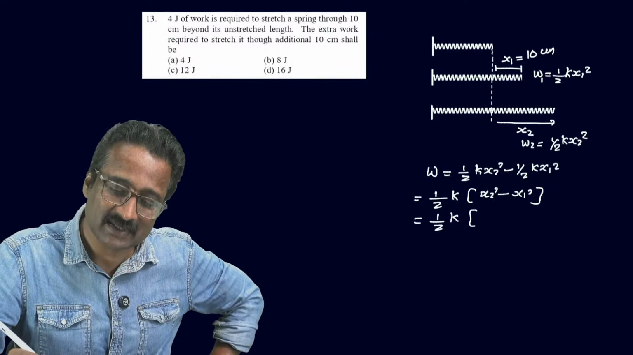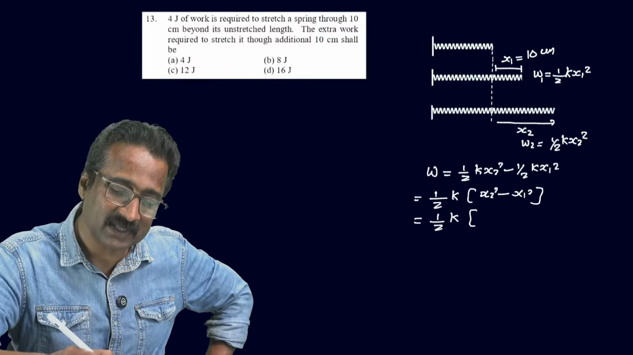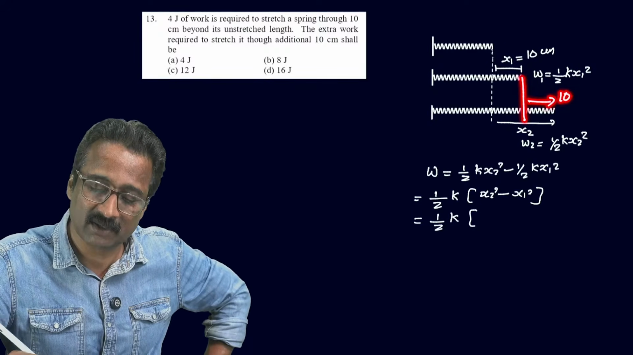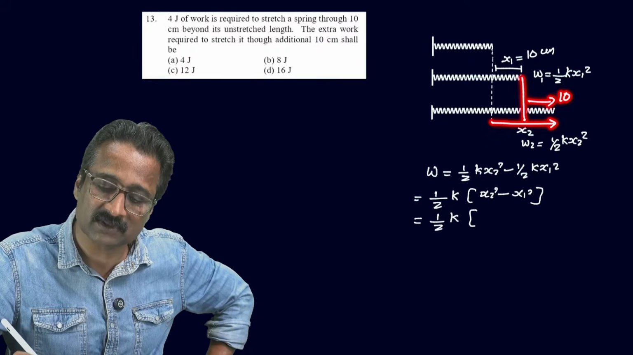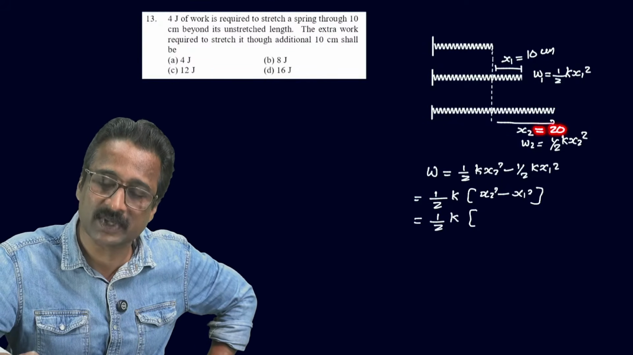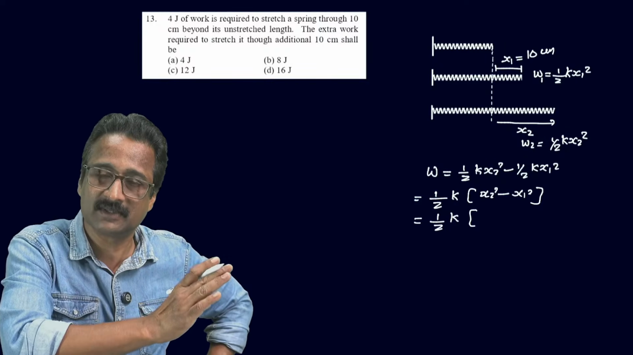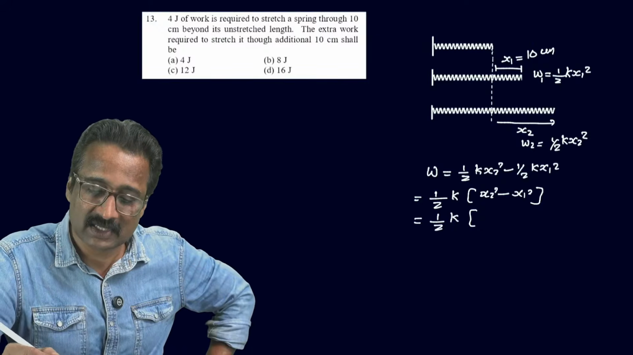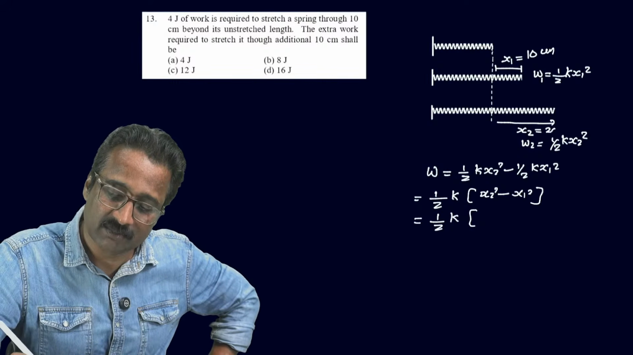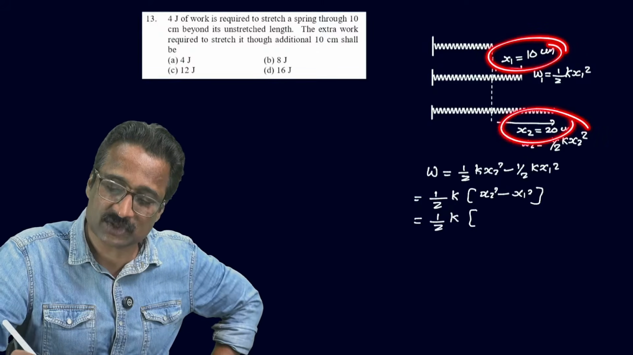x2 is 20 because they say that the 10 centimeter length is stretched and then again 10. When they say again 10, this distance becomes 10 plus 10, which is 20. So total stretch in the second case is 20 centimeter, because with respect to the natural position or length, the elongation is 20. So x2 is not 10; we must take the equilibrium position. So 20. See, x1 is 10, x2 is 20.